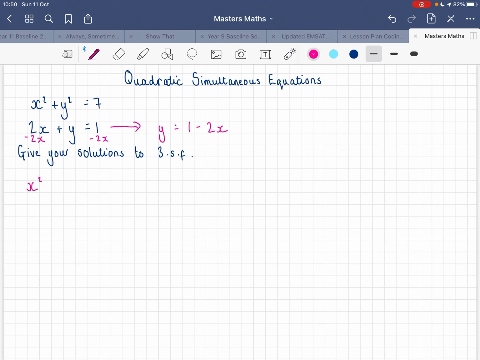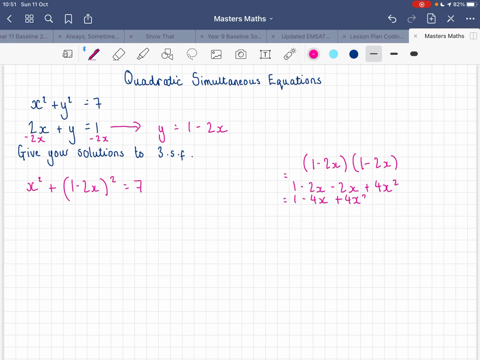So my equation becomes x squared, because remember we still have this, don't forget that that's there, plus 1 minus 2x all squared, and that's equal to 7. I need to expand the bracket, so 1 minus 2x times 1 minus 2x becomes 1 times 1 is 1. 1 times minus 2x is negative 2x. Negative 2x times 1 is still negative 2x. And the negative 2x times negative 2x is positive 4x squared. And we simplify it, so I get 1 minus 4x plus 4x squared.